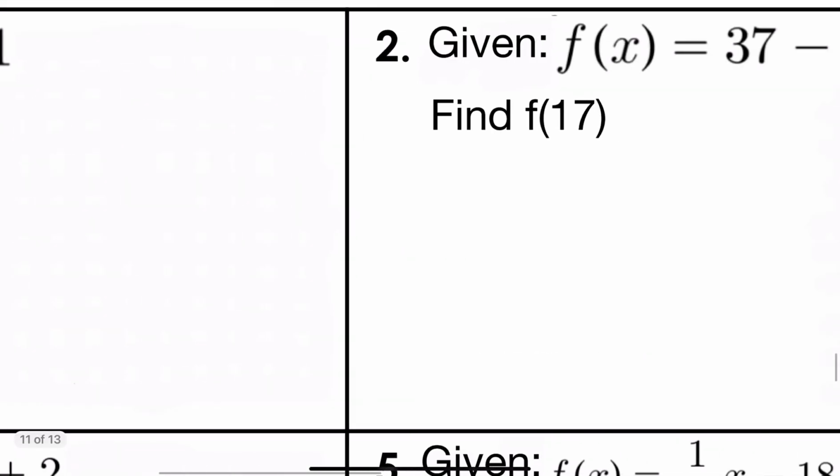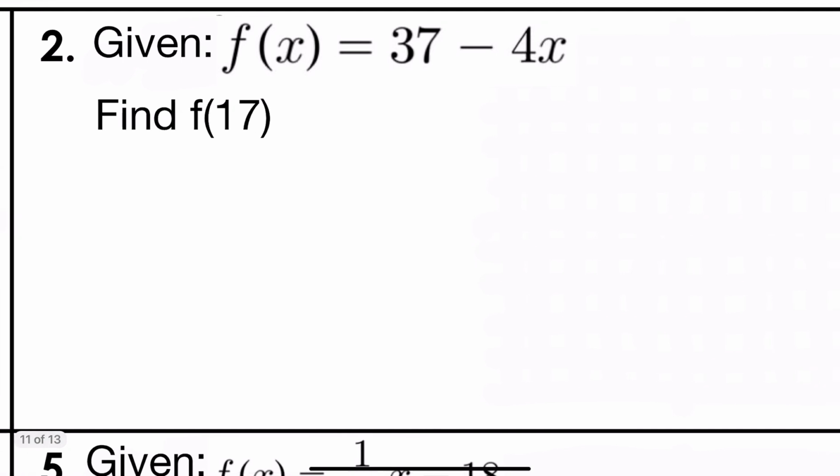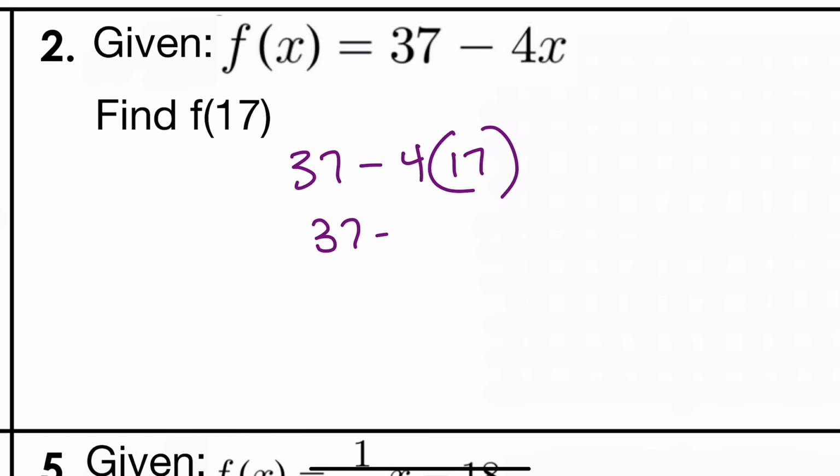So let's take a look at number 2. We have f of x is equal to 37 minus 4x. That's our function. We want to find f of 17. Once again, I'm going to put the 17 in for our x right here. So I got 37 minus 4(17). Don't forget those parentheses. They are very important. Once again, we're going to multiply first: 4 times 17 is going to be 68.